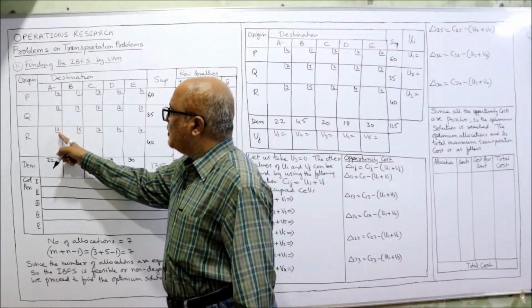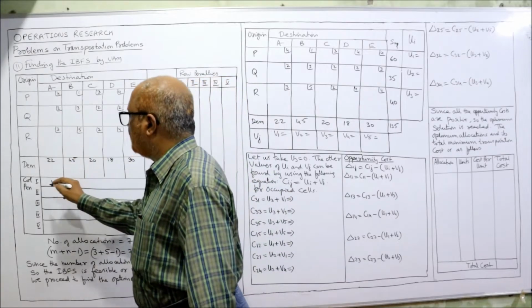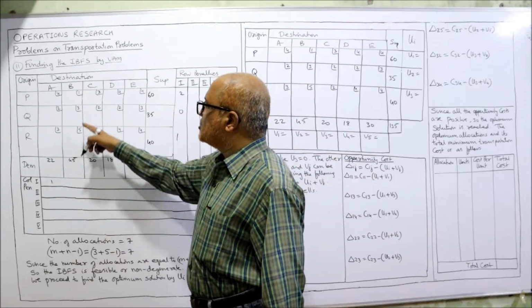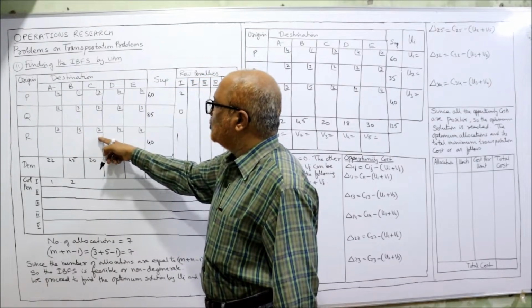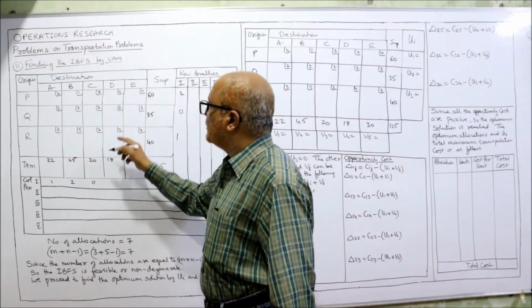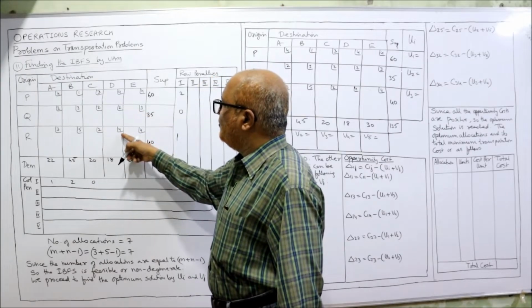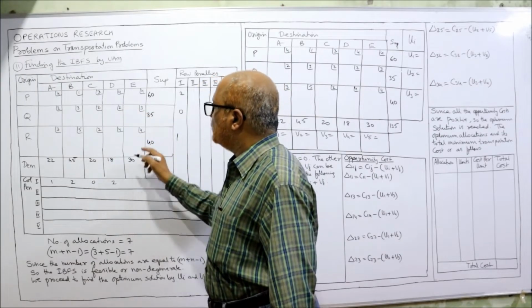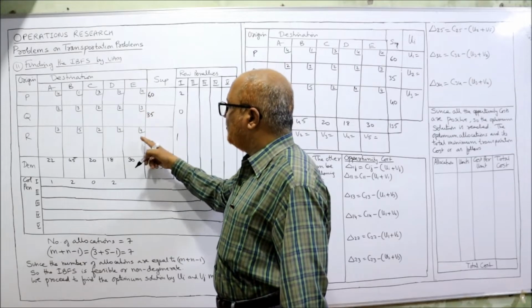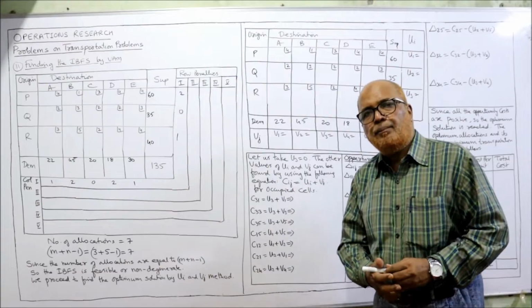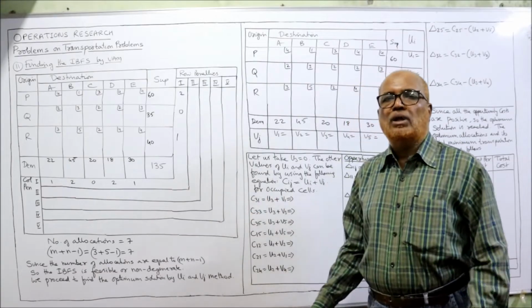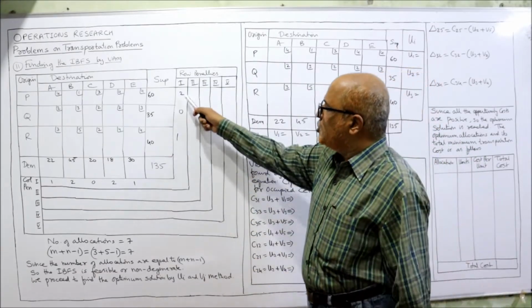In the first column, the minimum is 2, next minimum 3, so 3 minus 2 is 1. Next, minimum 1, next minimum 3, 3 minus 1 is 2. Next, minimum 2, next minimum 2, so 0. Next, minimum 2, next minimum 4, so 4 minus 2 is 2. Last, minimum 3, next minimum 4, the difference is 1. That's it. We have calculated the penalties for rows and columns. Now find the highest penalty.